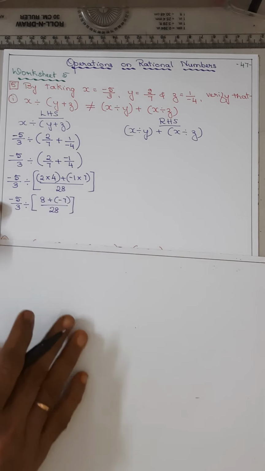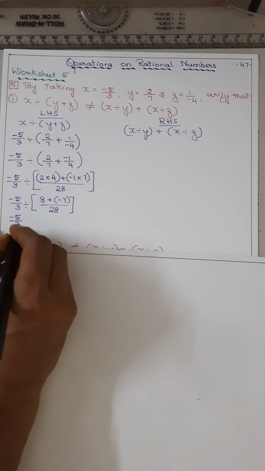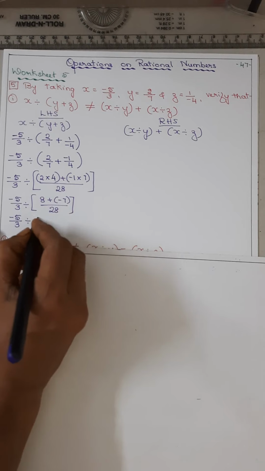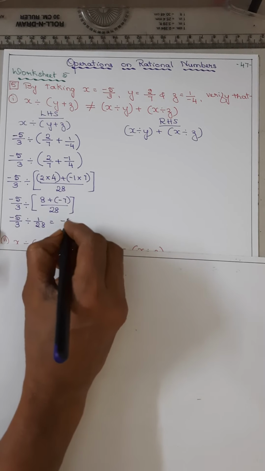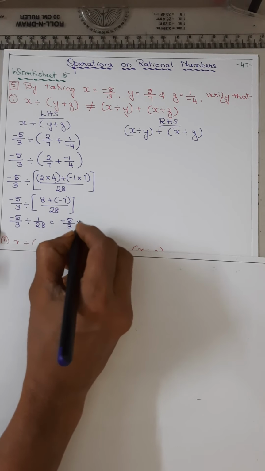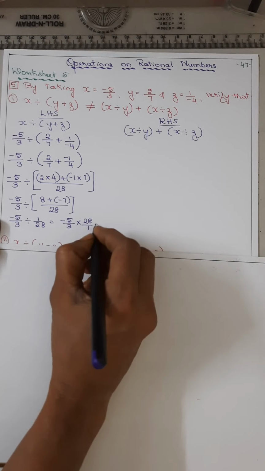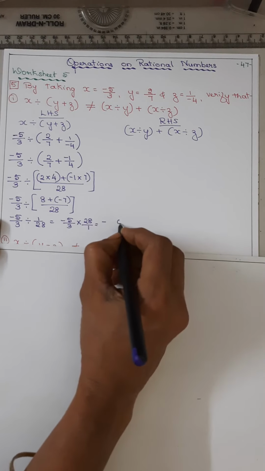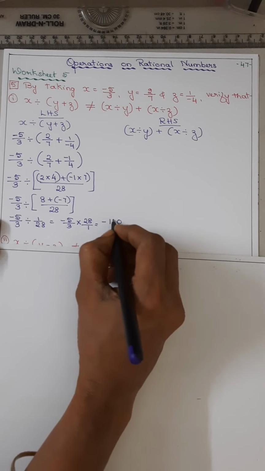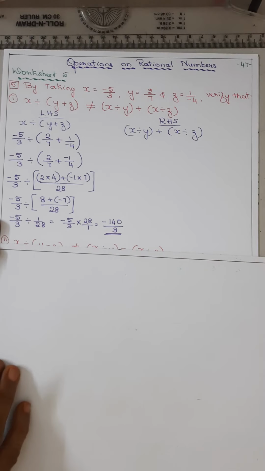Yes or no? Now it is -5/3 divided by 1/28. That means -5/3 into 28/1. So it cannot be... 5 eights are 40, 8 twos are 10, 14 upon 3. You got -140 upon 3.